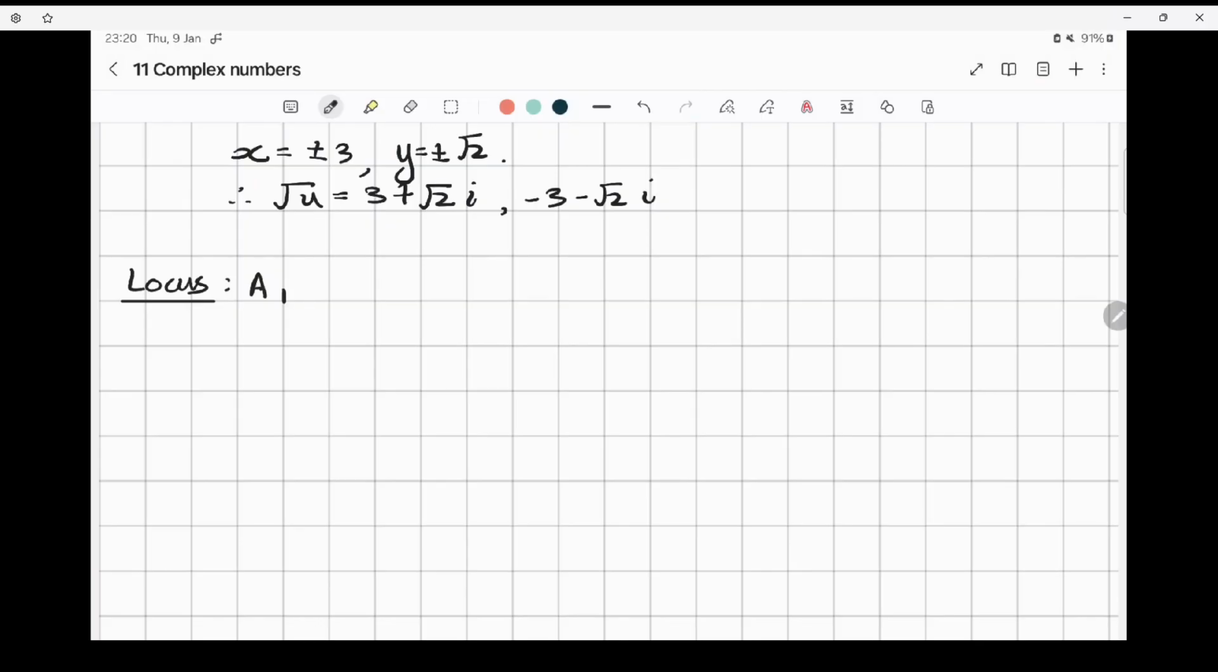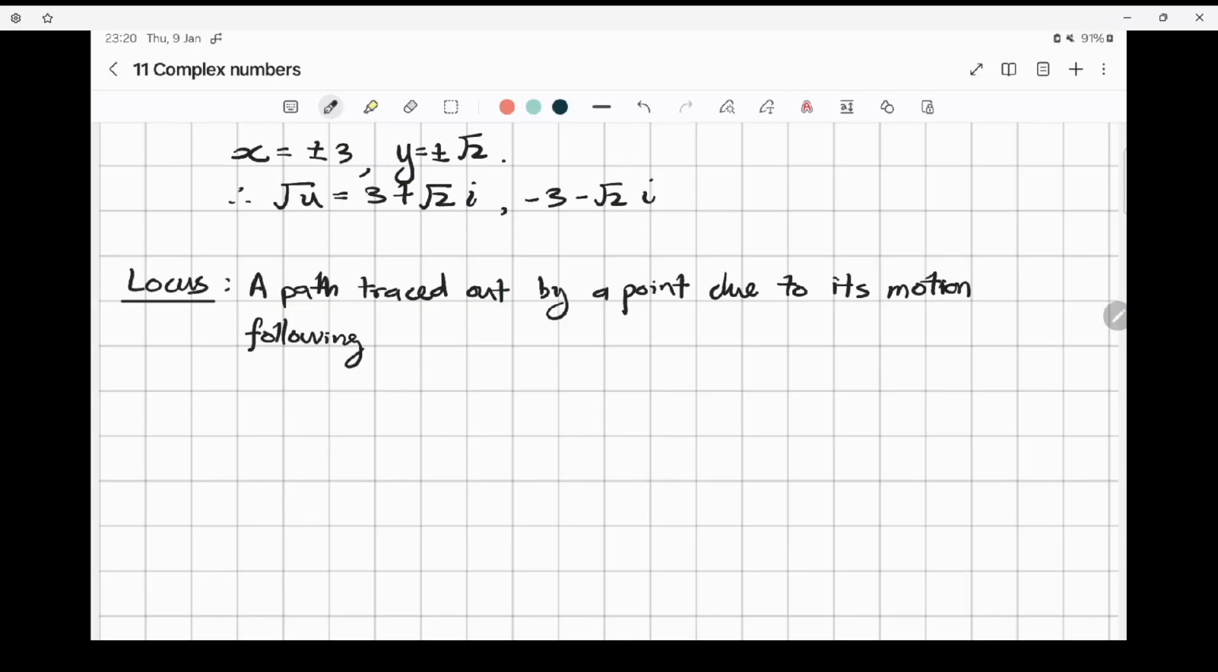Basically, this is a path that is being traced out by a point due to its motion following a certain pattern or a certain rule. So this particular rule can be due to equality or non-equality or inequality.